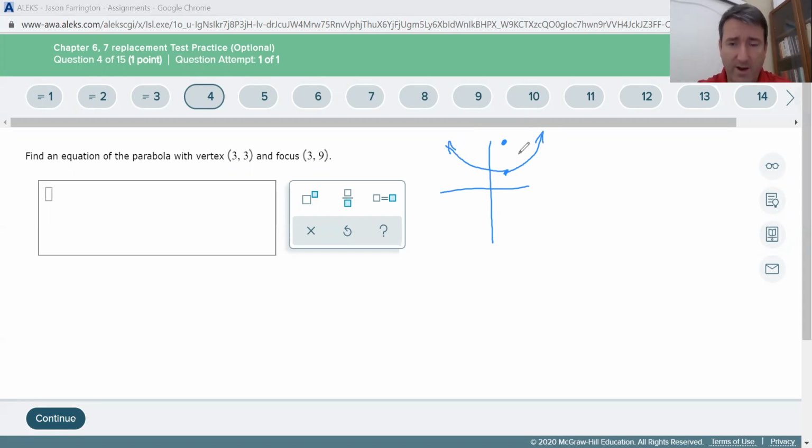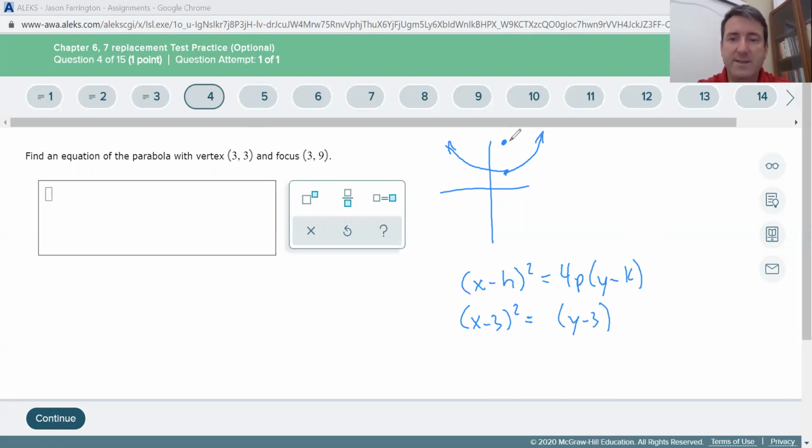So we know that our x is going to be squared, and our p is going to be positive. And we're given the vertex, so h and k are both 3 in this case. So we get x minus 3 squared is equal to 4p times y minus 3. Now we just need to figure out what that p is.